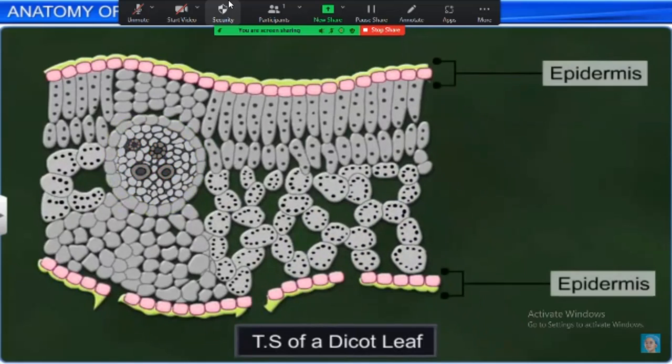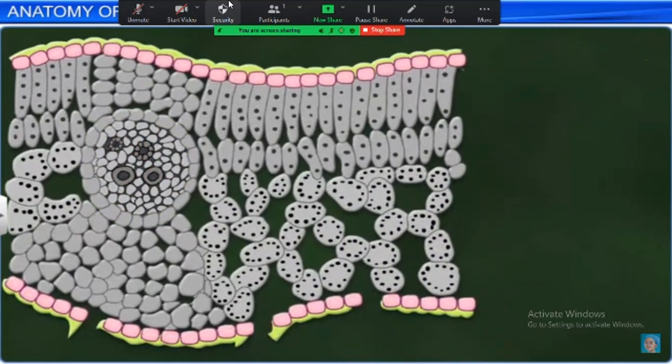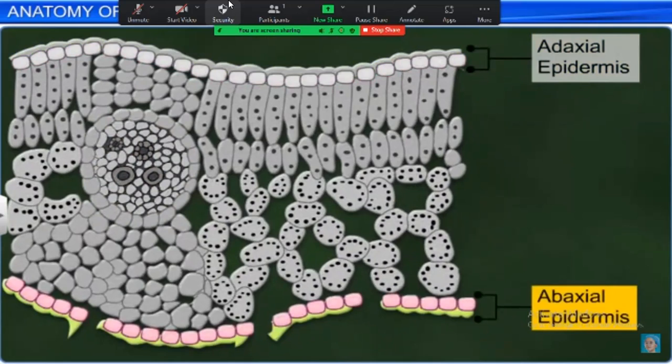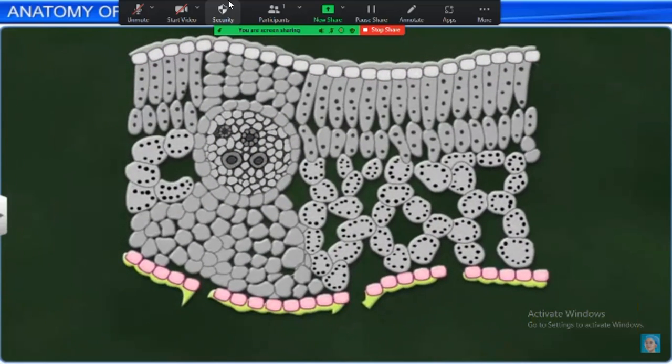The epidermis covers the upper and lower surfaces of the leaf and is coated with the cuticle. The epidermis covering the upper surface of the leaf is called the adaxial epidermis, while that covering the lower surface is called the abaxial epidermis. Typically, the abaxial epidermis has more stomata compared to the adaxial epidermis, which sometimes may not have any stomata at all.